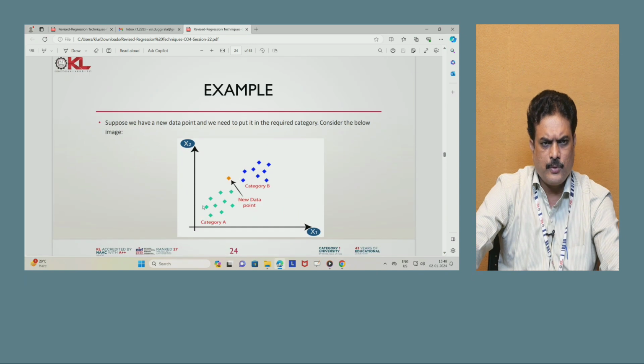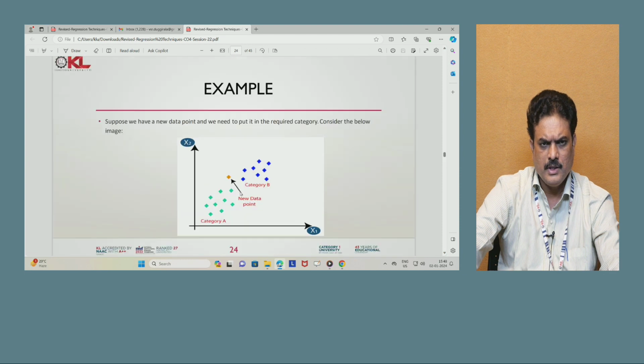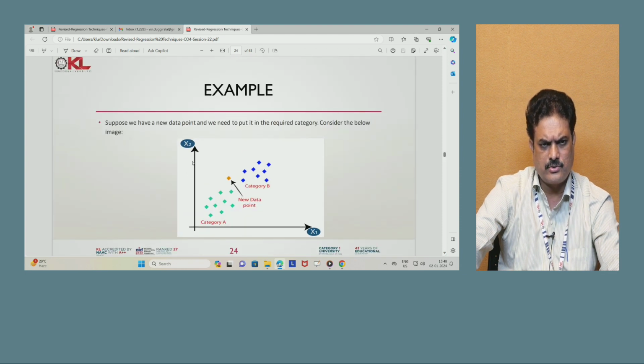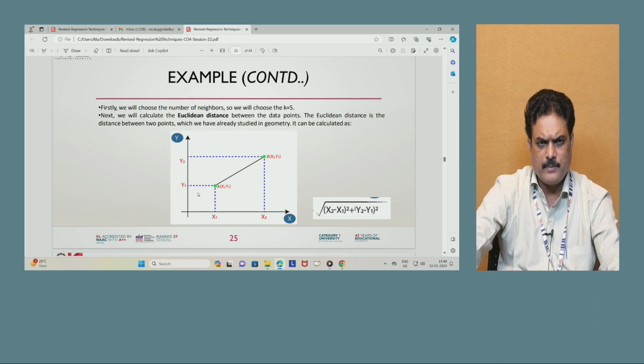For example, suppose we have a new data point and we need to put it in the required category. Consider the below image. Here we have category A, category B, and the new data point. The category A data points are indicated in green, category B data points in blue, and the new data point in orange. Here x1 indicates the x-axis and x2 the y-axis. Firstly, we choose the number of neighbors, so we choose k = 5. Next we calculate the Euclidean distance between the data points.